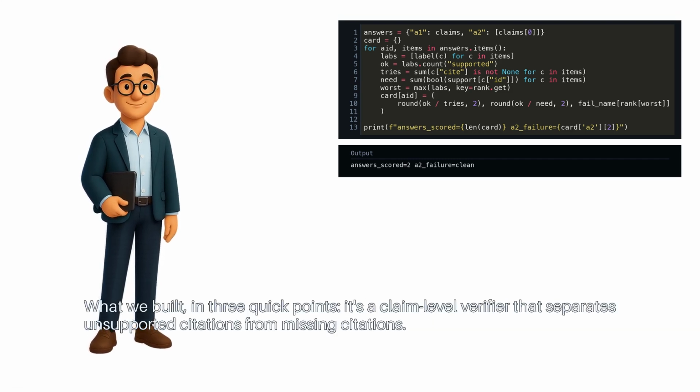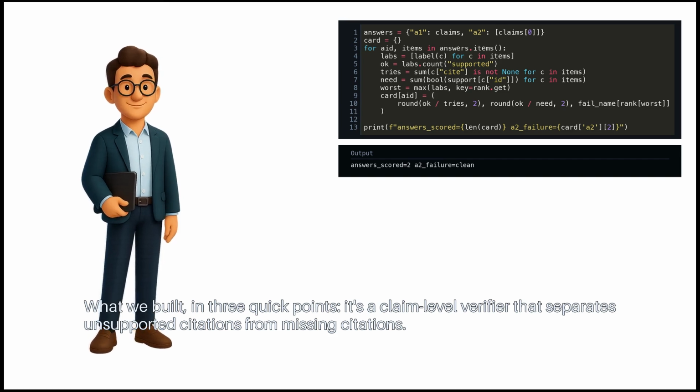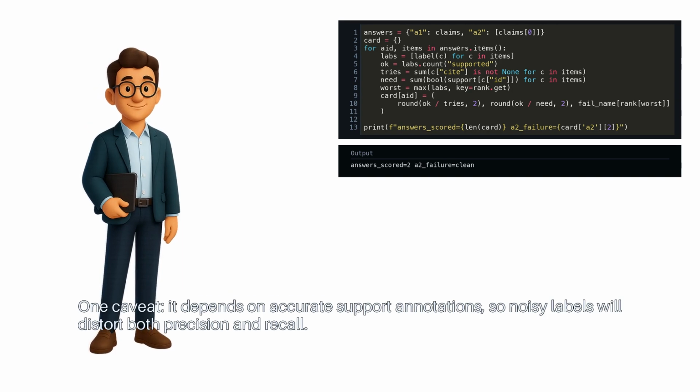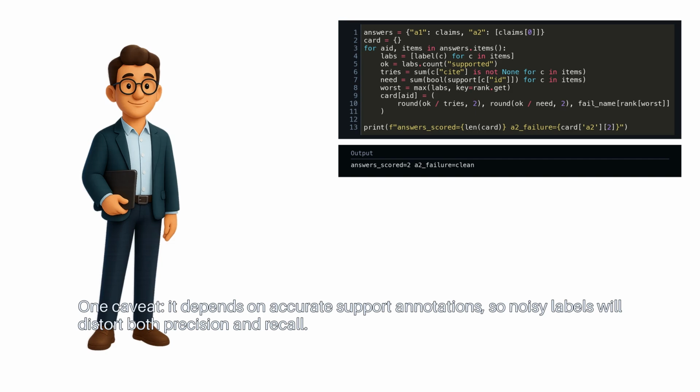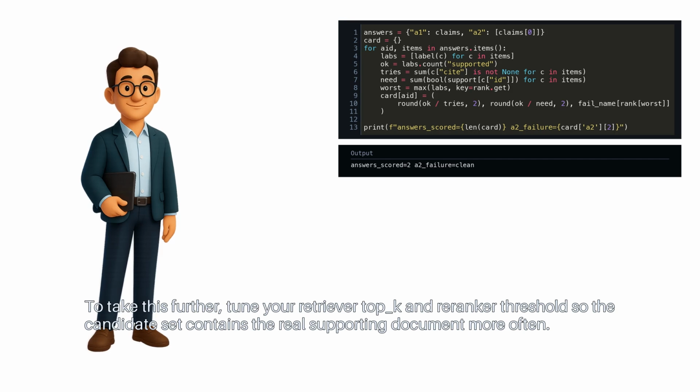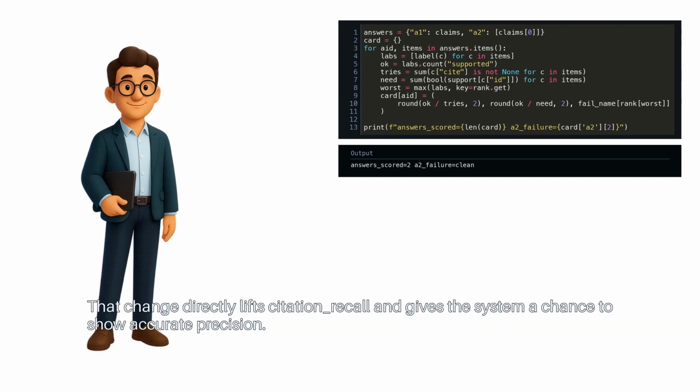What we built in 3 quick points. It's a claim-level verifier that separates unsupported citations from missing citations. Use it when you care about trust and when answers may list sources that do not actually back their claims. One caveat: it depends on accurate support annotations, so noisy labels will distort both precision and recall. To take this further, tune your retriever top K and reranker threshold so the candidate set contains the real supporting document more often. That change directly lifts citation recall and gives the system a chance to show accurate precision.